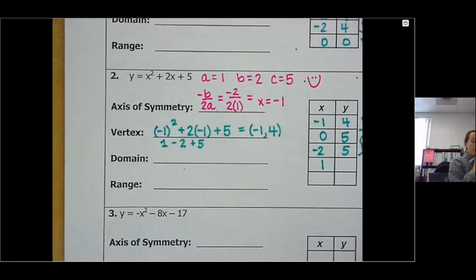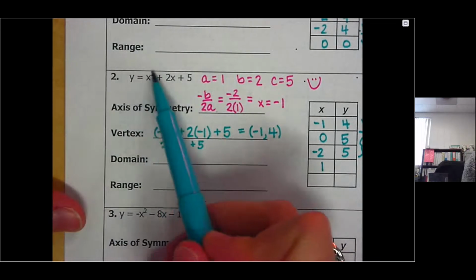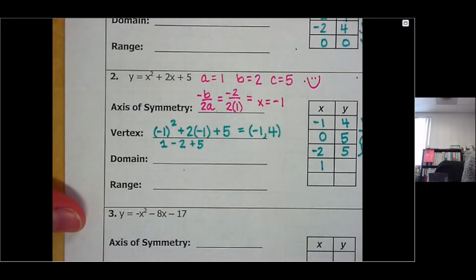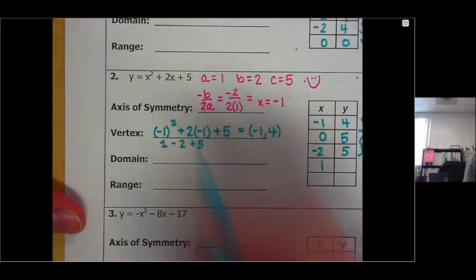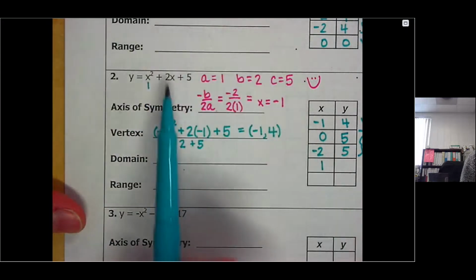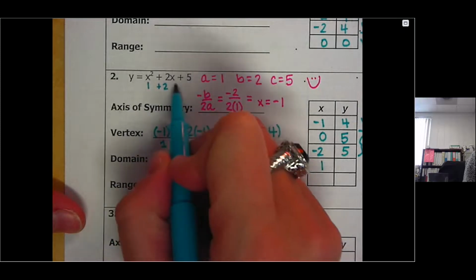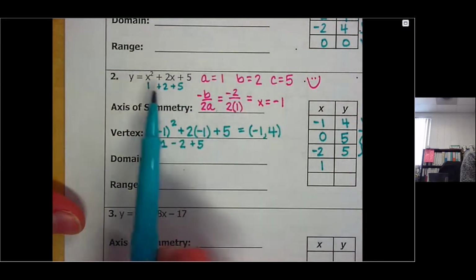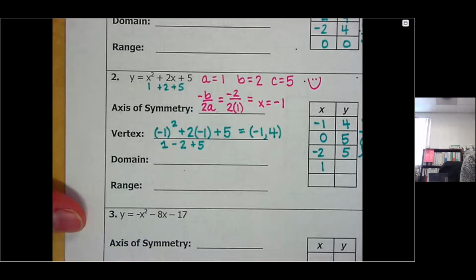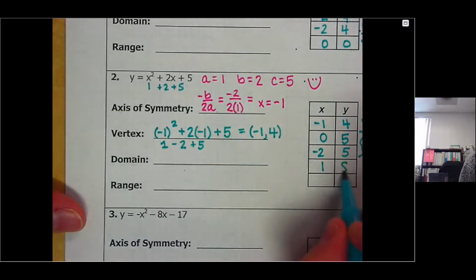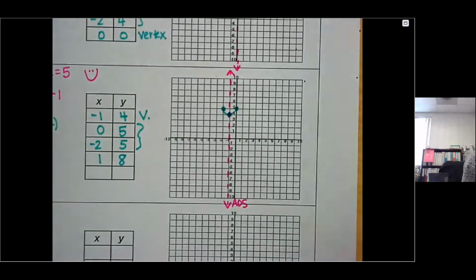So I'm going to come over here. What would 1 squared be? That means 1 times 1. 1. What is 2 times 1? 2. And then I bring down my plus 5. So what's 1 + 2 + 5? 8. So (1, 8) is my next point.